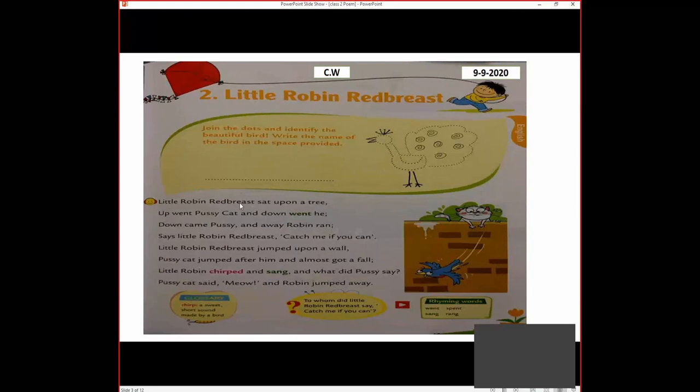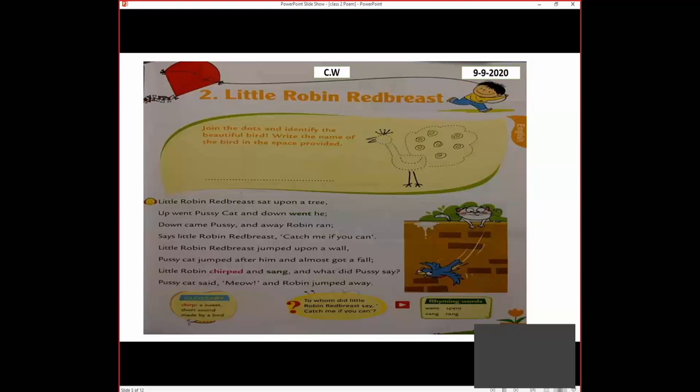Little Robin Redbreast sat upon a tree. Now, the question over here is, who is Little Robin Redbreast? Little Robin is the name of a bird. Can you see the bird over there? Little Robin is the name of a bird.